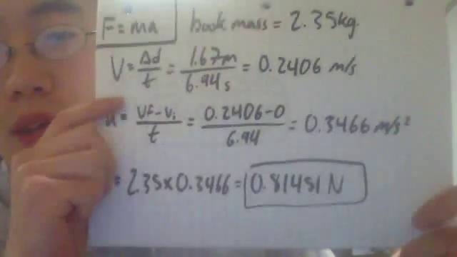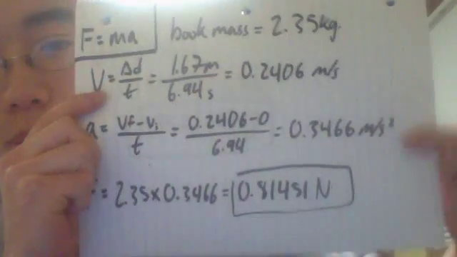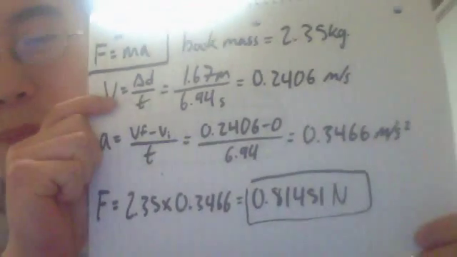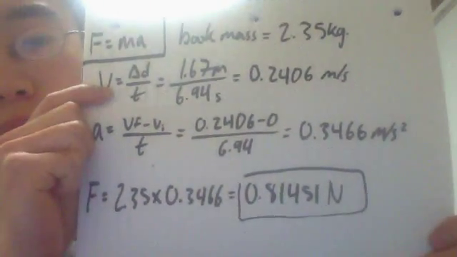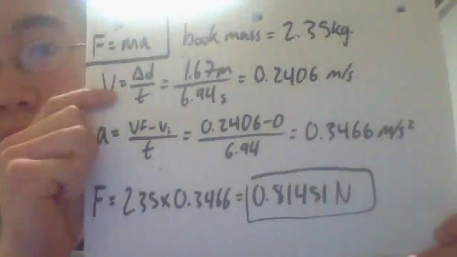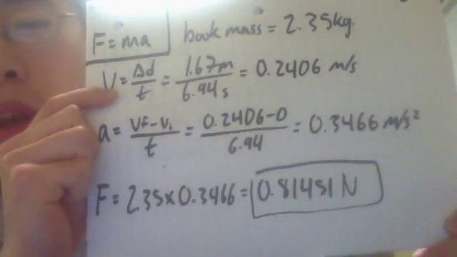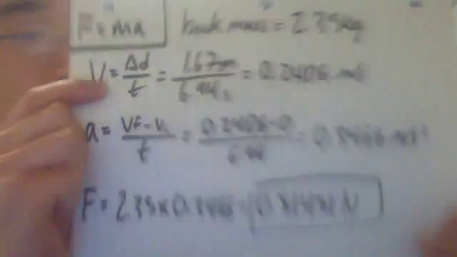And then finally we plugged that number into the force equation. F equals 2.35 times 0.3466, which turns out to be 0.81451 newtons.